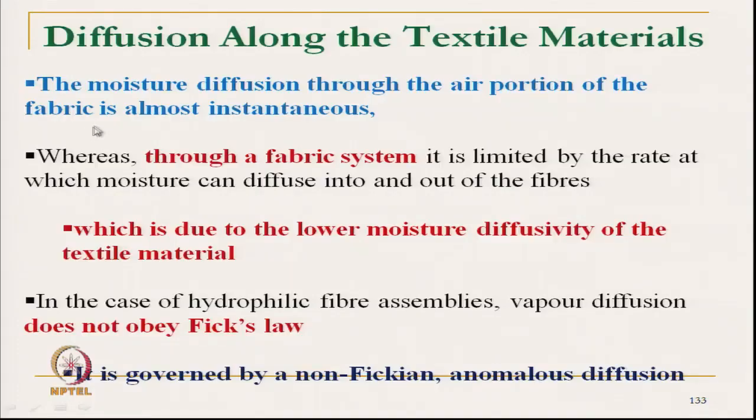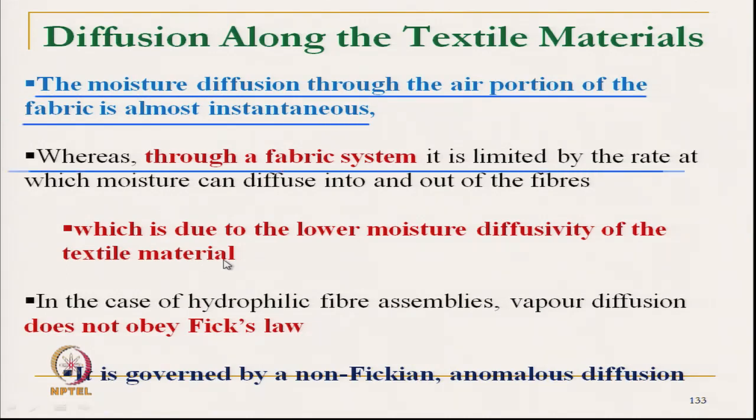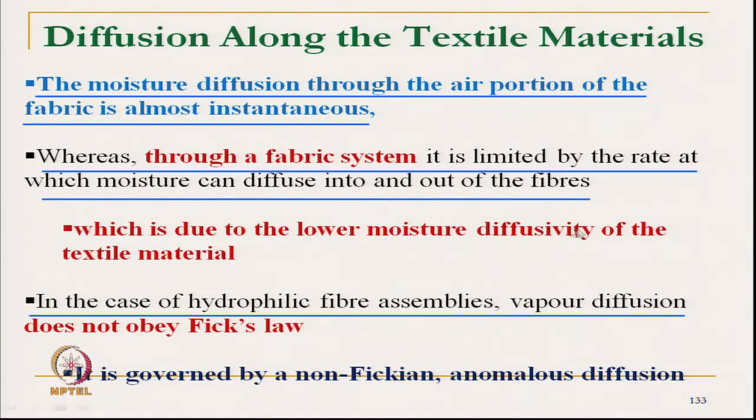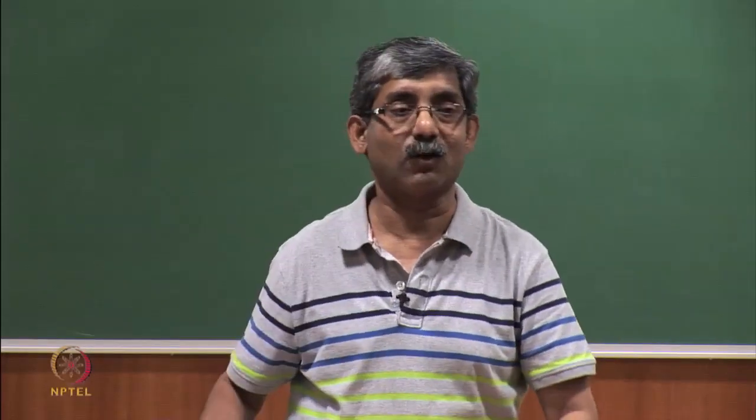The moisture diffusion through the air portion of the fabric is almost instantaneous, so we have to create that air, whereas through the fabric system it is limited. It is slow through the fiber, which is due to the lower moisture diffusivity of the textile material. And in the case of a hydrophilic fiber assembly, vapor diffusion does not obey Fick's law. That is the non-Fickian diffusion that we have discussed. But the advantage of hydrophilic fibers is that if we can create air pockets, the Fickian diffusion also takes place.